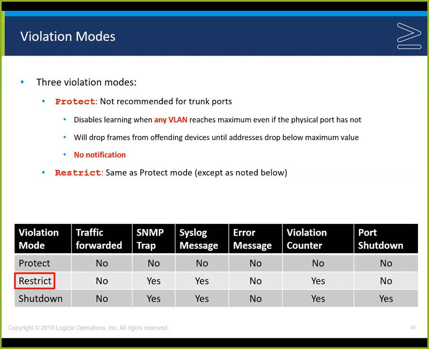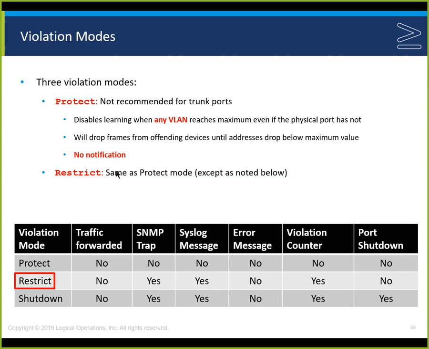Is there an example of why you would use protect? I guess if you didn't want to go through the process of the shut and no shut command, because it will drop the frames until the addresses drop below the maximum. We're going to get into more of an auto config, and I'll try to set one of those up and see if that actually happens. Packet Tracer, again, sometimes does what you expect and sometimes doesn't.